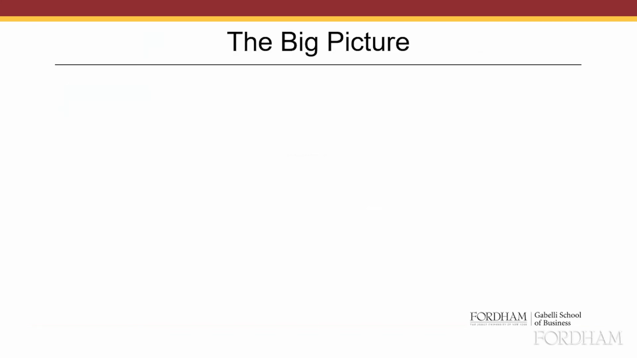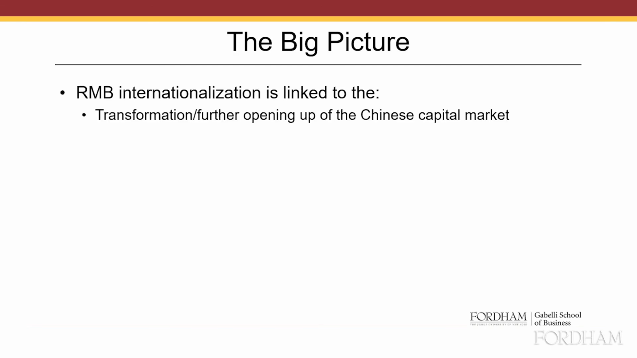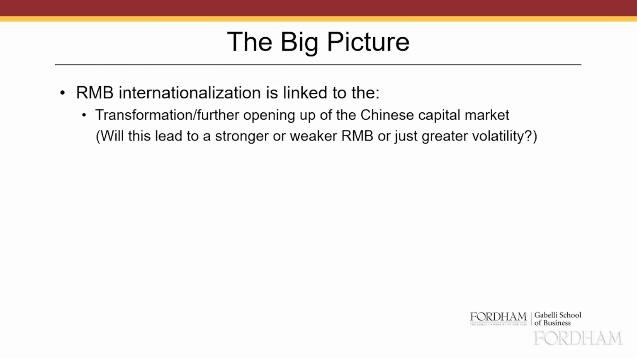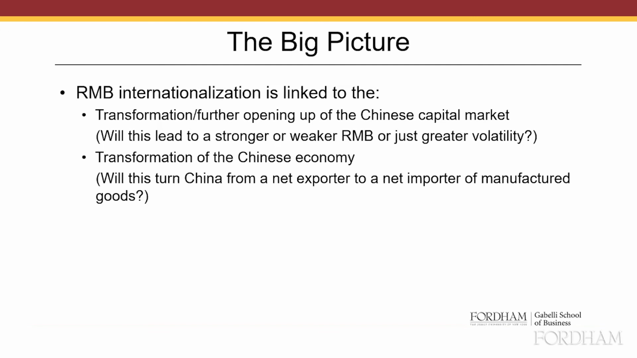Finally, the big picture. Renminbi internationalization is linked to the transformation or the further opening up of the Chinese capital market. Will this lead to a stronger, weaker renminbi, or just more volatility? And this is linked to the transformation of the Chinese economy. Will this turn China from a net exporter to a net importer of manufactured goods because they are less of a factory economy, they are more of a consumption economy?